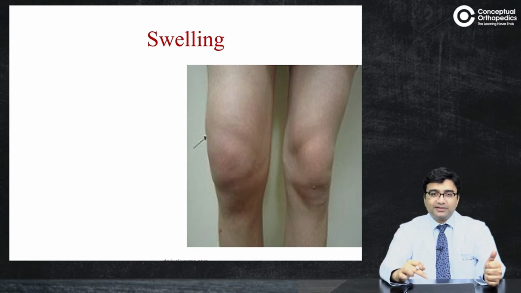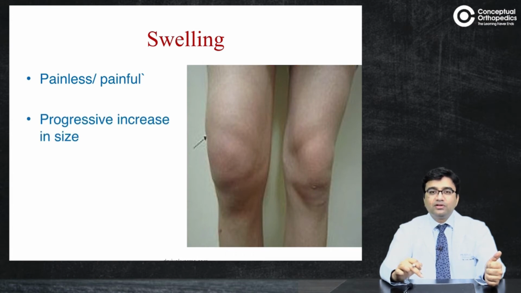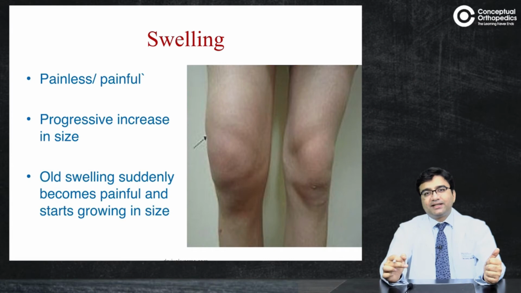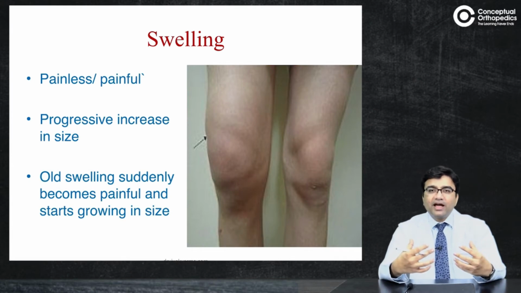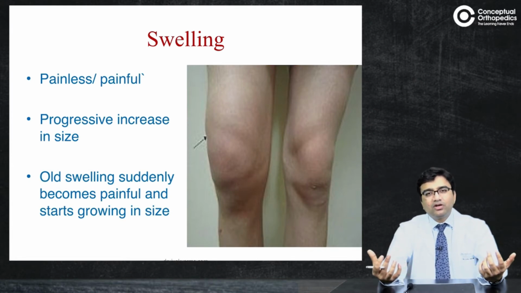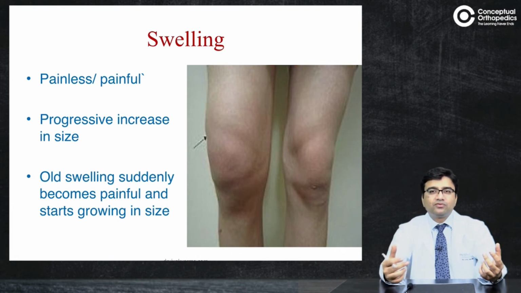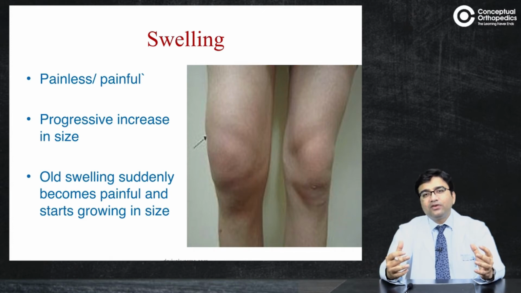The second is swelling. Like I said, the swelling may be painless or painful, and we have to understand that we may have multiple swellings in the body. That may be a normal process. It may be there since birth. Many people have multiple lipomas over the body or multiple nerve swellings, which we call multiple neurofibromas. What we need to be careful about is whether the swelling is increasing in size or staying the same. So any progressive increase in the swelling needs evaluation.